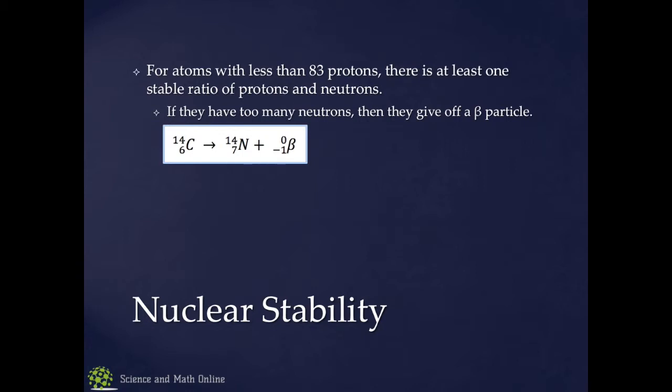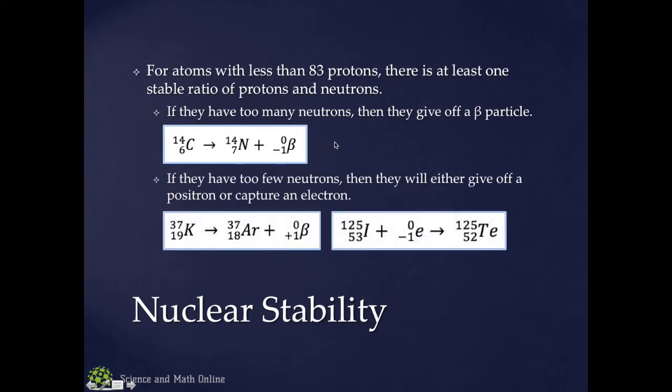So for example, carbon-14. Like I said, it radioactively decays, and it kicks off a beta particle or an electron and changes into nitrogen. This is the normal stable form of nitrogen, 7 protons with an atomic mass of 14. If they have too few neutrons, then they'll either give off a positron or try to capture an electron. So that's what these reactions are showing. I'm not going to go into that too deeply.